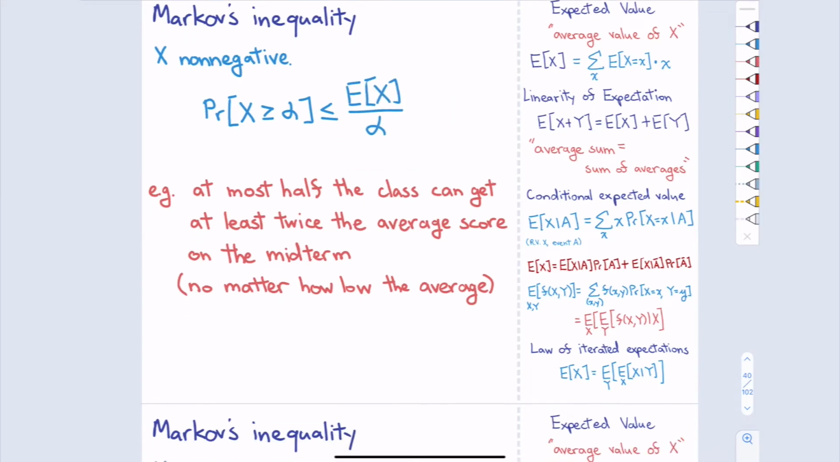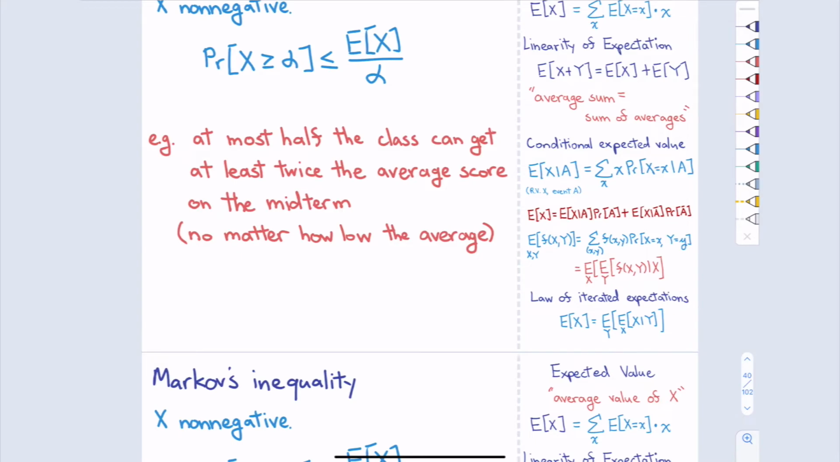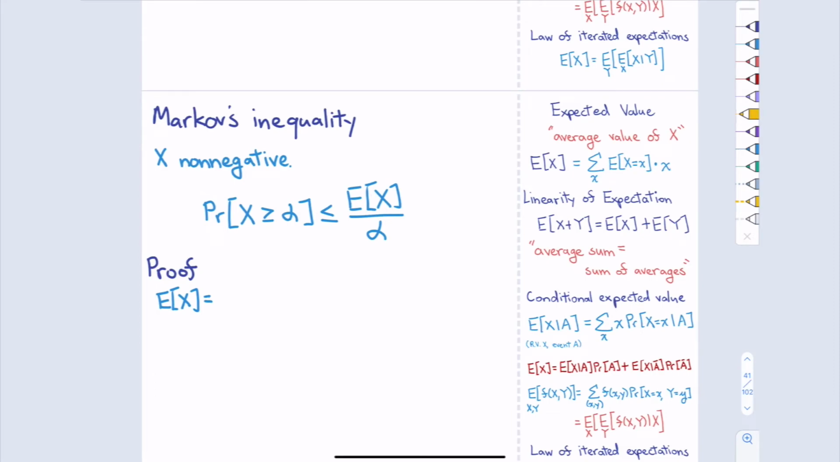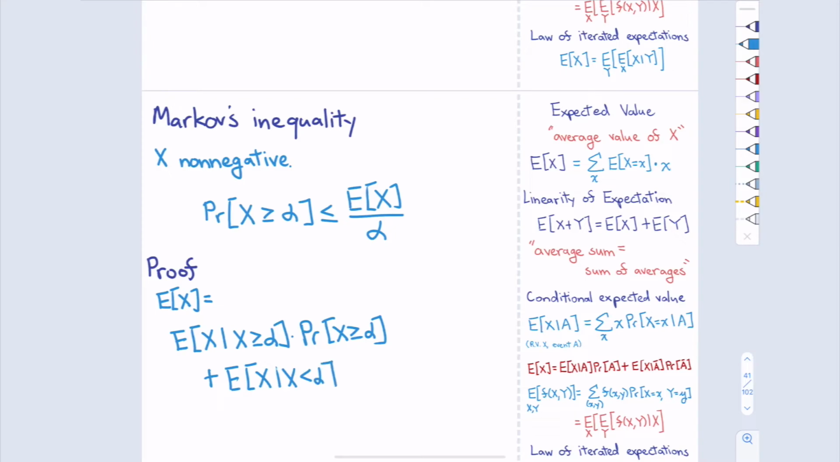Okay, so the proof is more or less the same as that argument, but here's maybe one way to do it. If I look at the expected value of X, I can break it up with some conditional events. We can do the expected value of this random variable given that X is at least alpha, times the probability that X is at least alpha. So in some universe, the random variable is at least alpha. What is the expected value within this universe? Or we go into the other universe where it's less than alpha, with some probability.